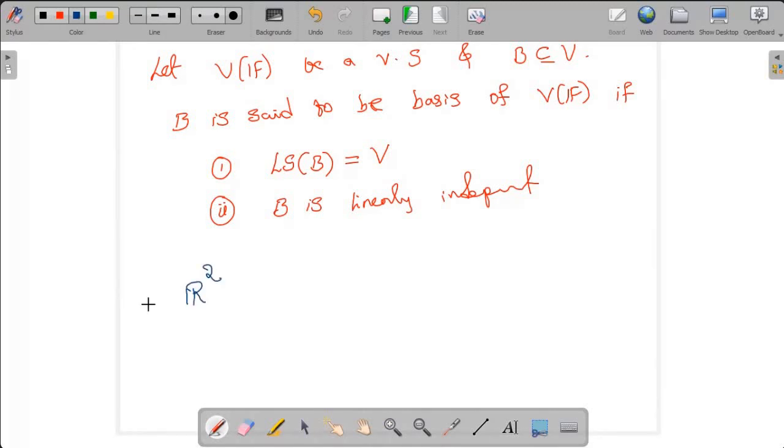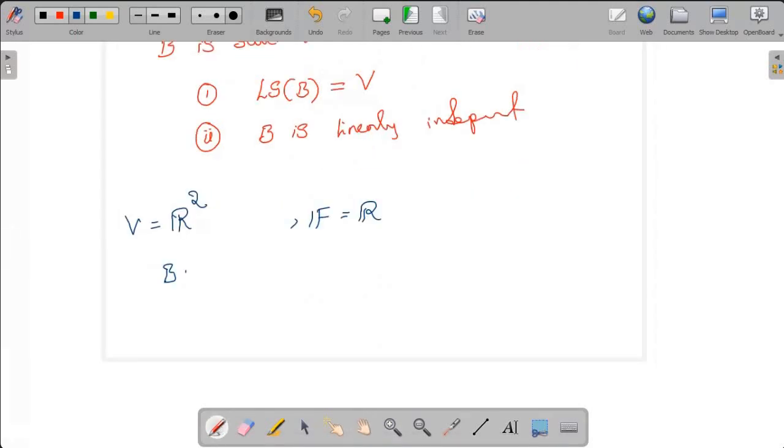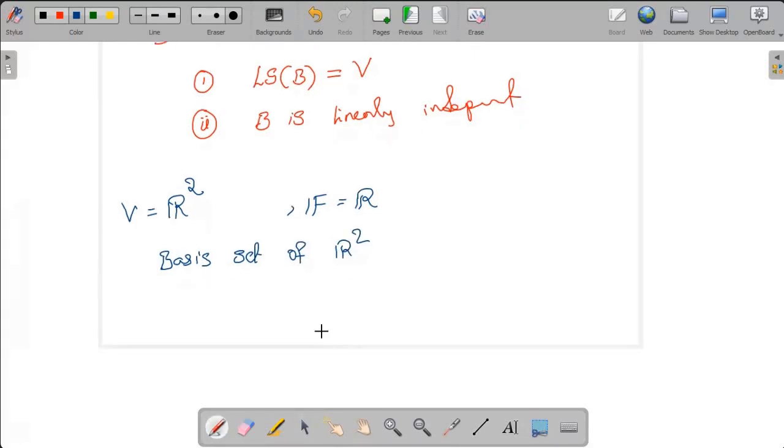So let me take my vector space to be V equal to R2 over R, and the field is real numbers only. Now I'd like to see what the basis sets of R2 are. What is the basis set, sir? Can I take this one as a basis set? 1 comma 0, 0 comma 1. Is it linearly independent, first of all? We already proved this one is linearly independent. And we already proved that this spans the entire vector space.